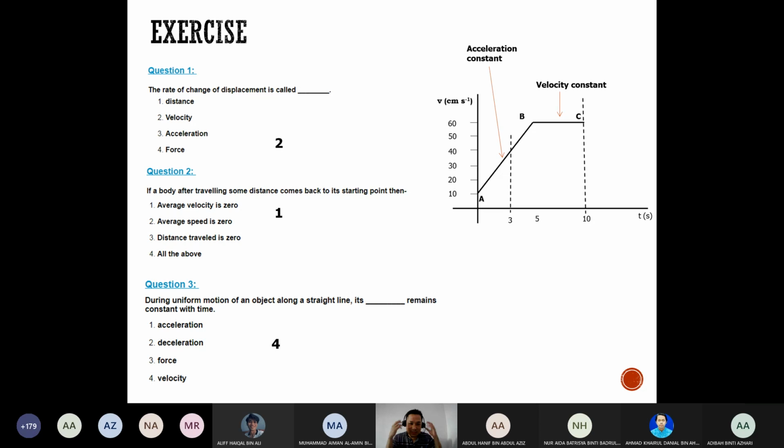Good. And the last question: during uniform motion of an object along a straight line, what remains constant with time? This is velocity. Okay, so number 1 earlier is 2, and number 2 is the average velocity is 0. Number 2 is 1, and number 3 is the velocity. Thank God. Okay, thank you very much.